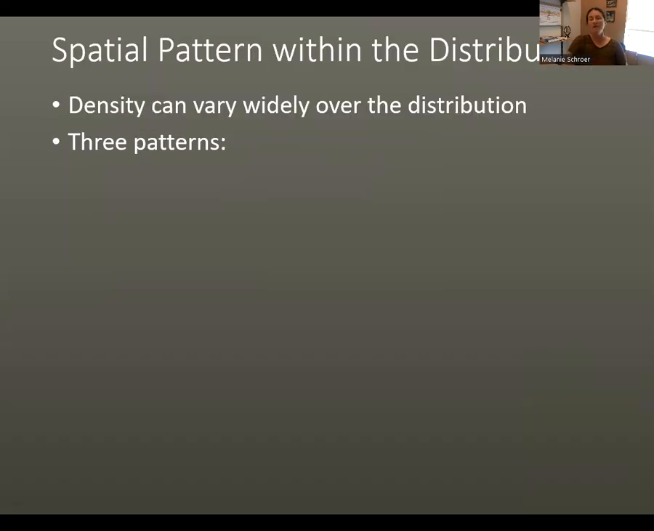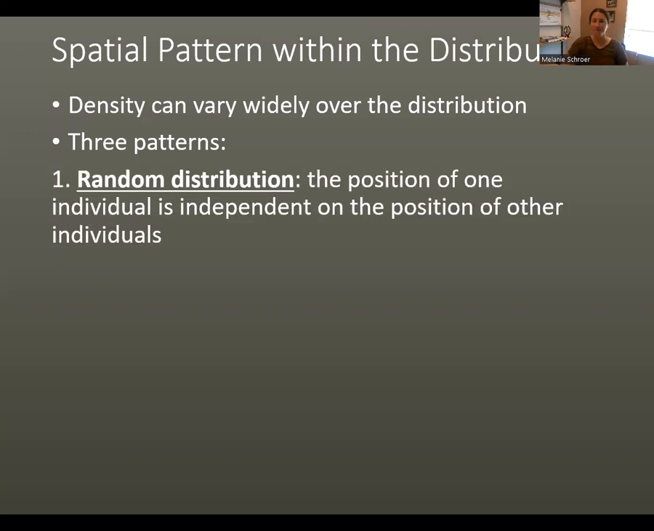Okay. The spatial pattern within the distribution can vary widely. Right? So essentially, just like we looked at before, even if you draw a line around where all the organisms are, depending on where you sample, there may be a lot of organisms or there may be very few organisms. And so ultimately, we can talk about spatial pattern using 3 different terms. There are 3 different patterns.